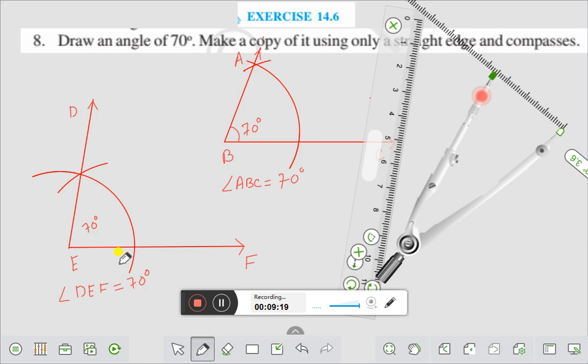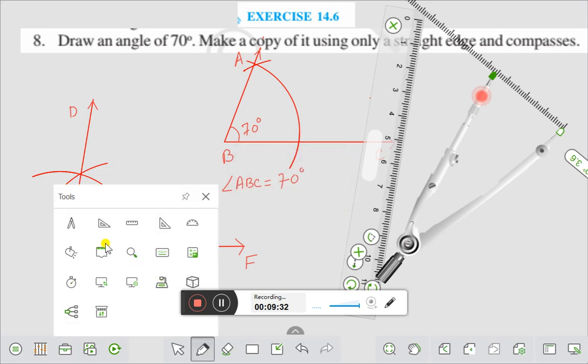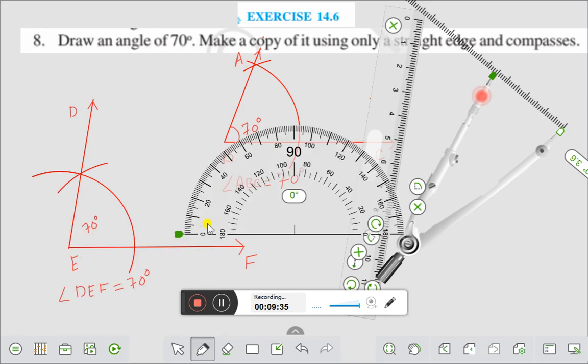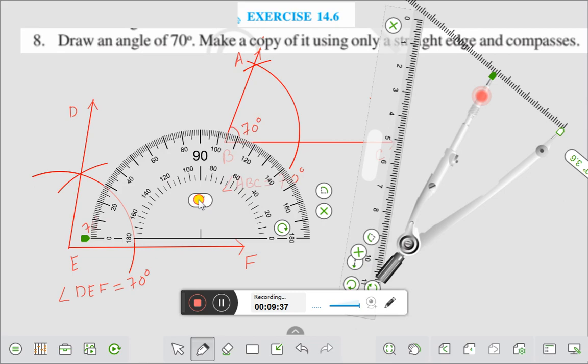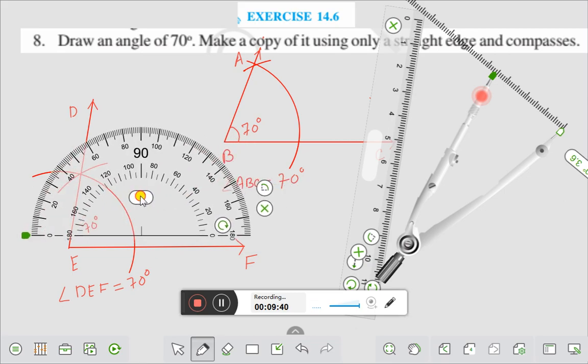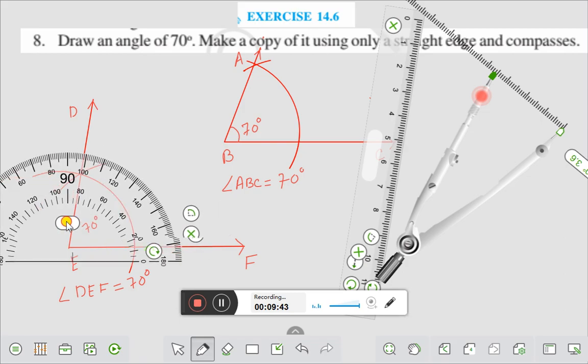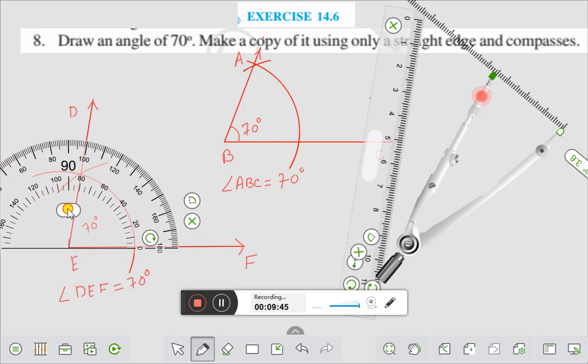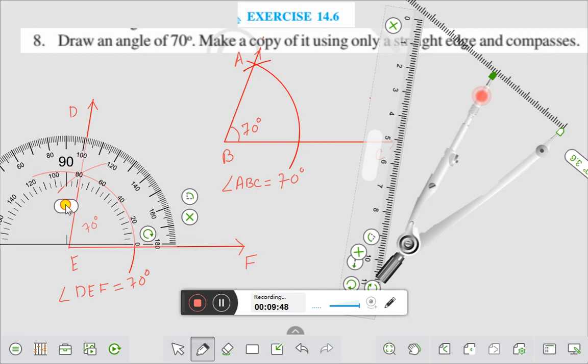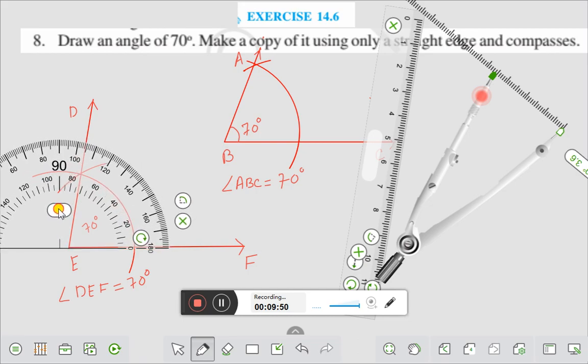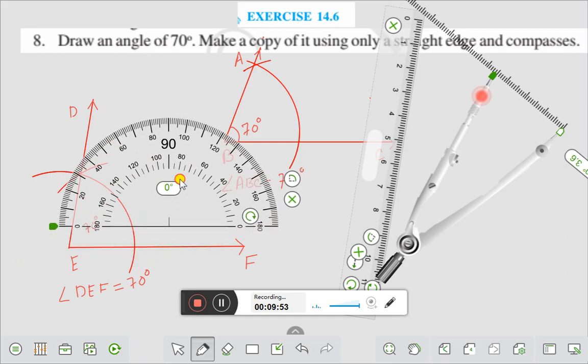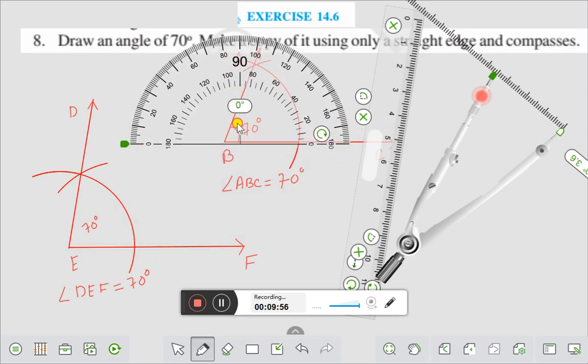Right? Now you see the question was, draw an angle of 70 degree, make a copy of it using only straight edge and compasses. Right? Now if you measure this angle, we will see that this is angle of 70 degree. With the help of protractor you can also measure that this angle is actually 70 degree, if you put the protractor in proper way.